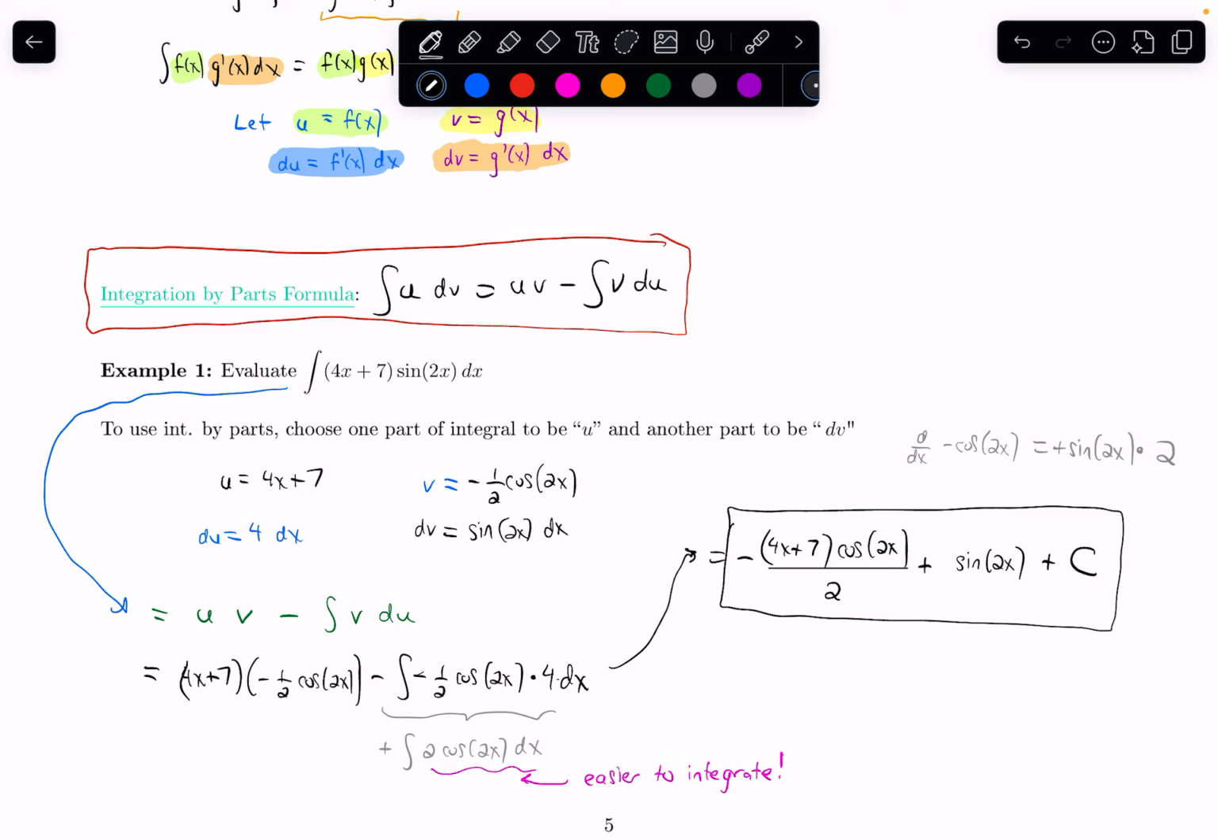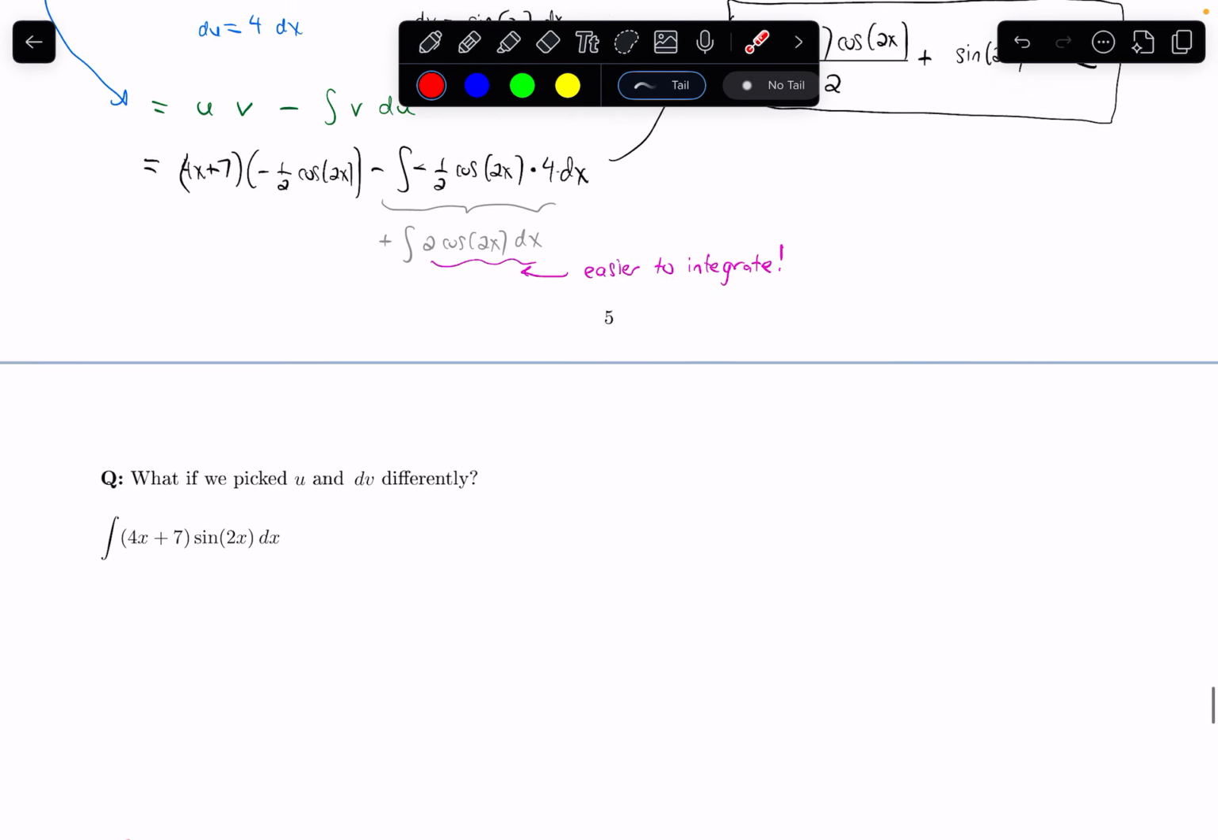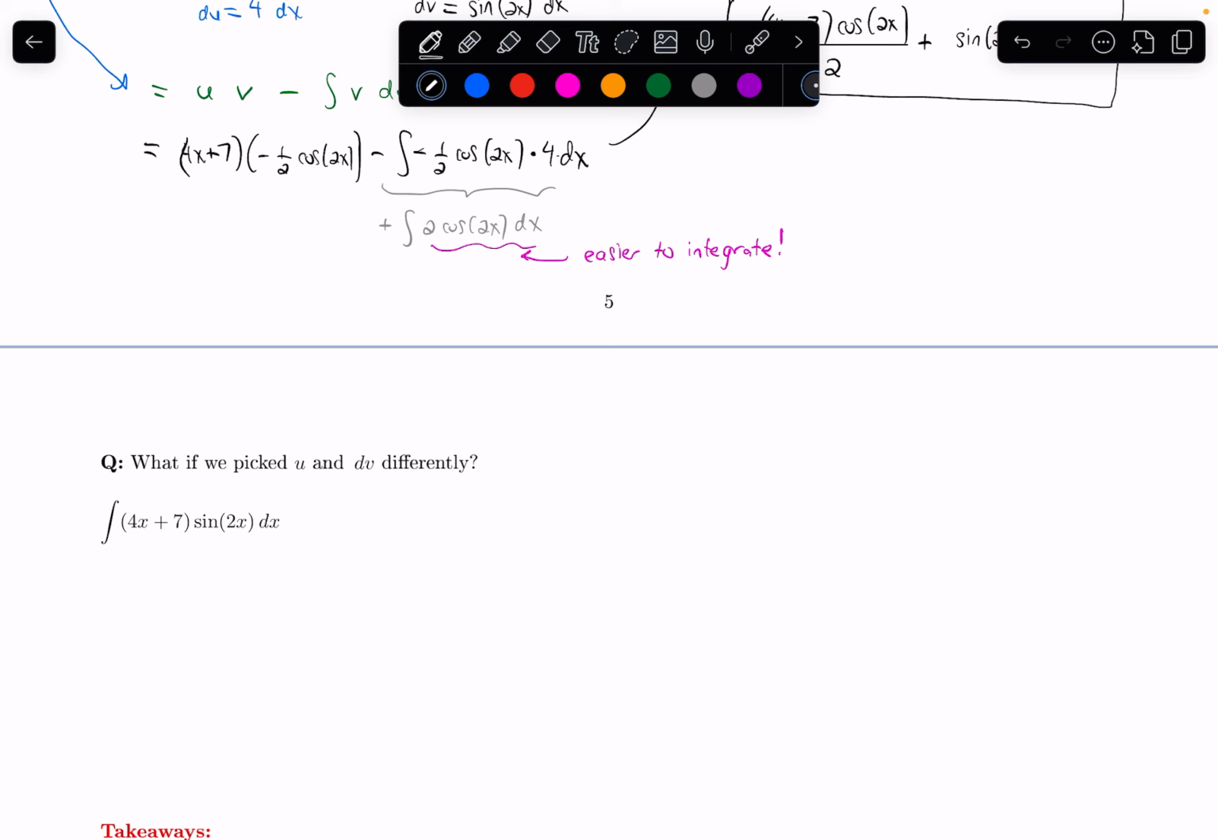Okay, so our first integration by parts example, we just worked it out. In this example, I told us what to let u and dv be. What if we had picked them differently? What would have happened? What if instead we let u be the sine term, sine of 2x, and we let dv be 4x plus 7, and there's also a dx there, so that's always part of the dv.